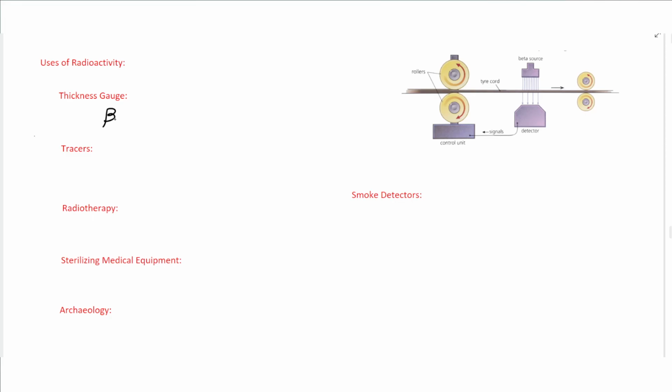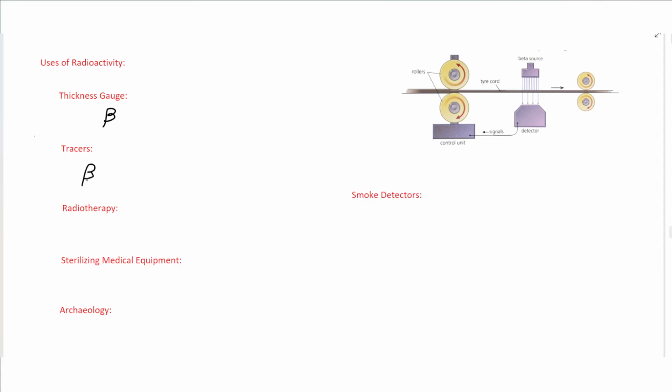We can use them as tracers. Gamma emission is not suitable because gamma can penetrate metals very easily, and alpha particles are not suitable again because they cannot penetrate metal pipes. If you have a pipe that is cracked or has a leak or a hole in it, the liquid or gas will leak outside into the soil, so the radiation can reach the surface from that hole.